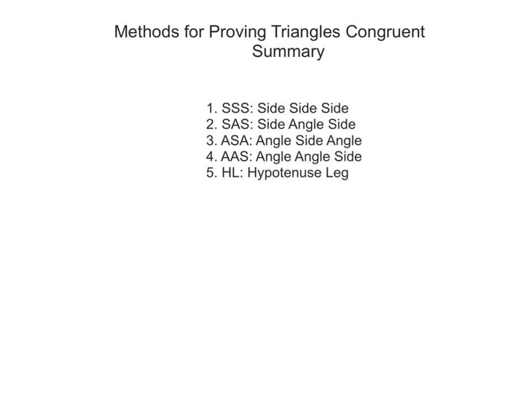Okay, and so for summary, these are our five methods. These are the five that you're going to want to know: side, side, side; side, angle, side; angle, side, angle; angle, angle, side; and hypotenuse leg. Okay?